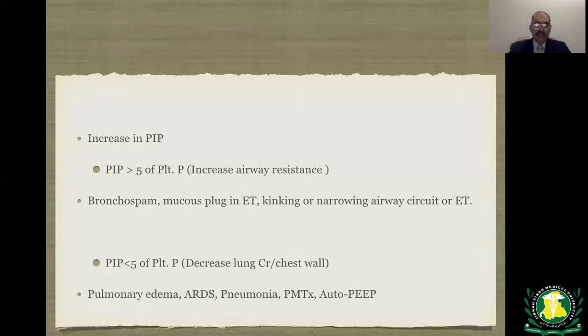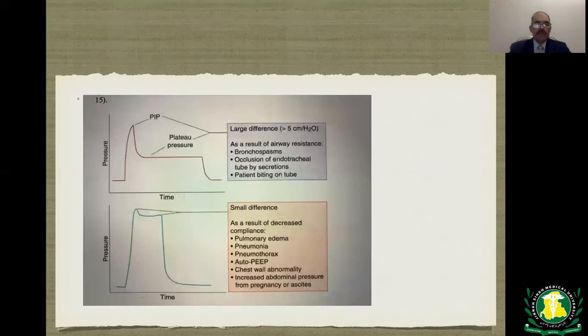And that can result from bronchospasm, mucus plugging in the ET tube, or the patient may be biting on the ET tube, narrowing of airway circuit. If there is increase in peak airway pressure as well as plateau pressure and the difference is less than 5, that means there's a problem with the lung compliance or chest wall compliance. That means you're dealing with conditions such as pulmonary edema, ARDS, pneumonia, pneumothorax, or auto-PEEPing.